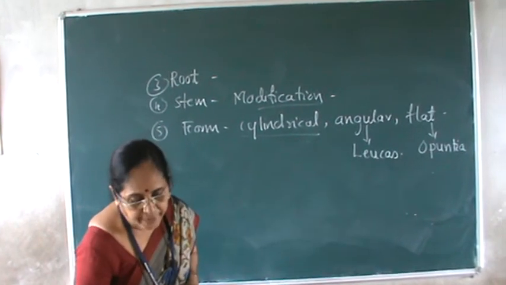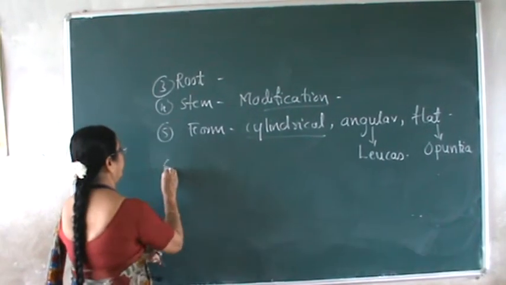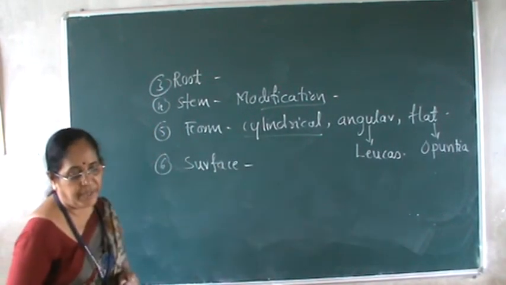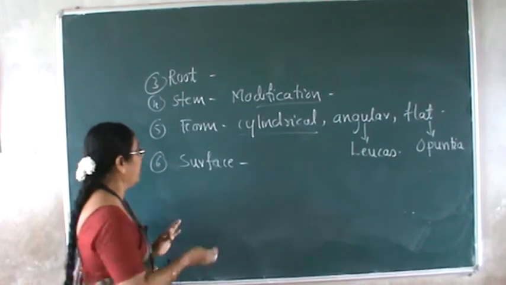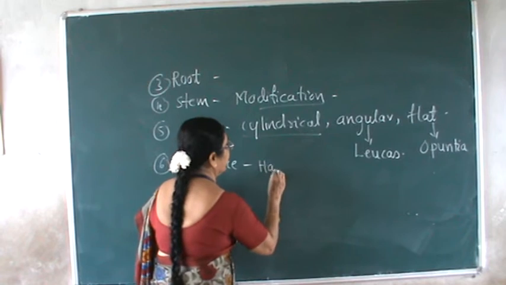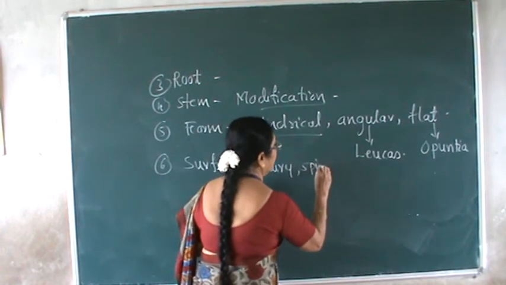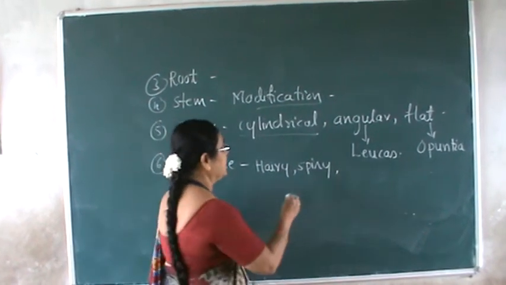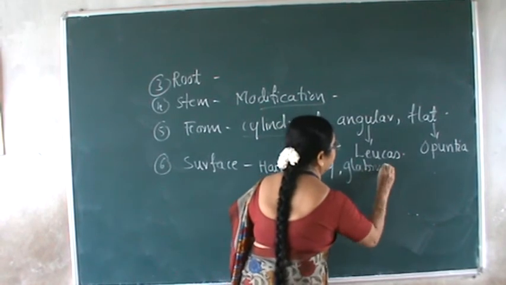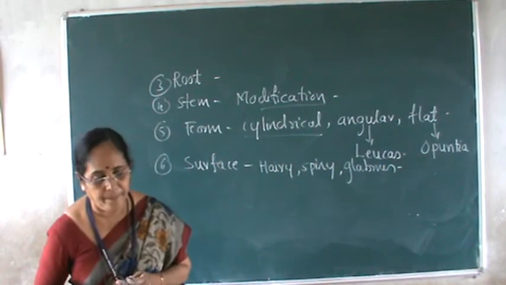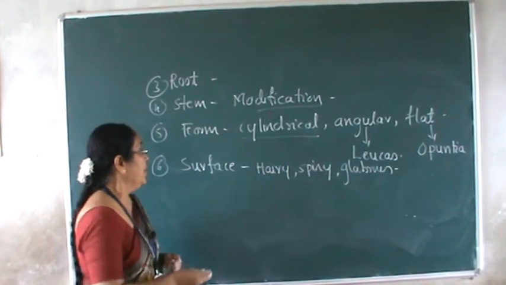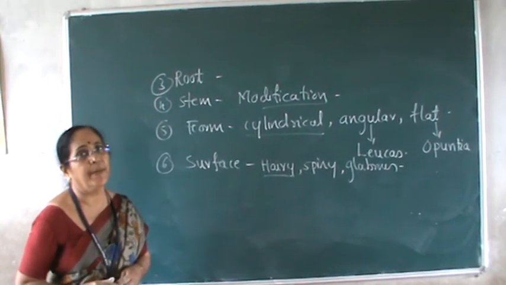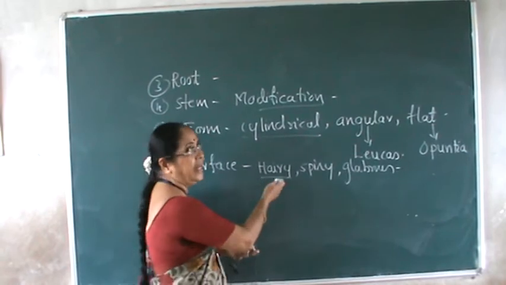Then the next part of study is the surface of the stem. In this part, you have to mention whether the surface is hairy, spiny, glabrous, etc. If you have written in the habit itself that the plant parts are hairy, you need not describe it again.